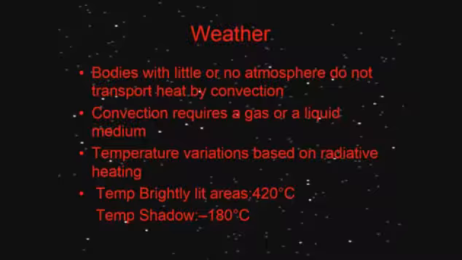The only heating comes from the sun itself. So temperature variations are basically based on radiative heating. Brightly lit areas can get to 420 Celsius. Areas that are in a shadow can get down to negative 180 Celsius. And they can be literally inches or centimeters apart from one another and have this enormous temperature contrast. So if you're a rock that's about 30 centimeters or a foot long, then part of your rock can be in shade and part of that rock can be heated. So part of your rock can be held at 420 Celsius and part at negative 180. And that's an extreme temperature differential for one body to experience.